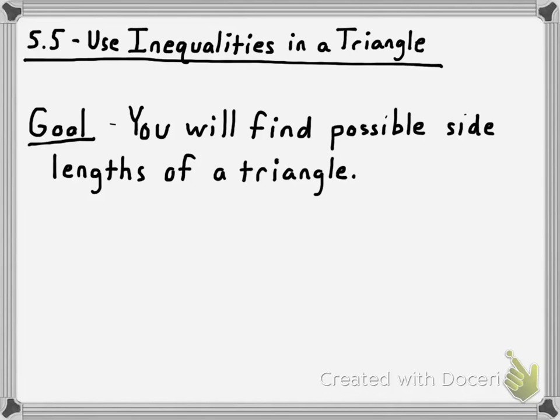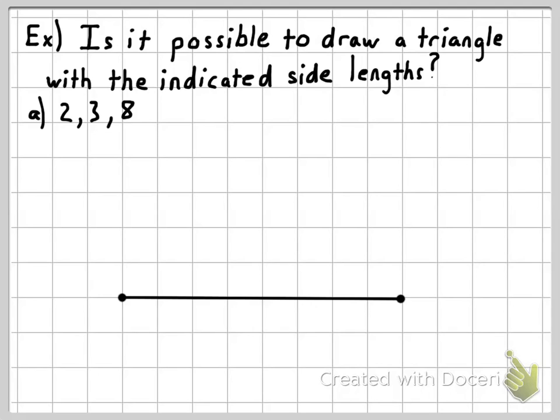I need you to understand at the end of this video how to determine whether certain side lengths could actually be used to form a triangle. So how do we do that? I'm asking the question here, is it possible to draw a triangle with indicated side lengths? And I'm wanting to draw a triangle that has side lengths of 2, 3, and 8.